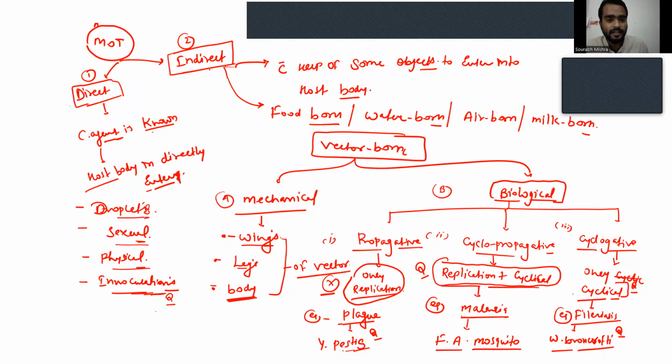After that, the indirect way: with the help of some objects, it enters the host body, which may be animate or inanimate. So it may be foodborne, waterborne, airborne, or milkborne. Some are the best example of zoonosis or zoonotic disease. And again, it is also vector-borne. Under vector-borne, it is again divided into two types. First is mechanical, and second is biological. In mechanical, by the help of the vectors' wings, legs, and body, it is transmitted into the host body.